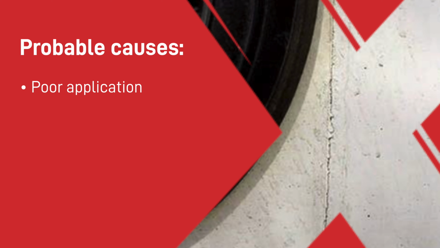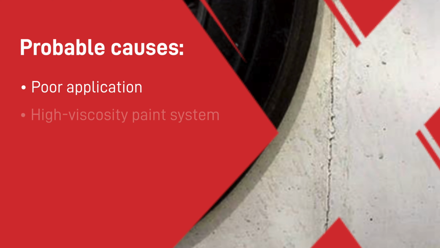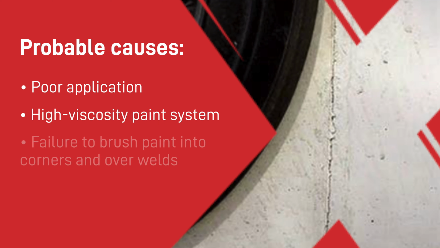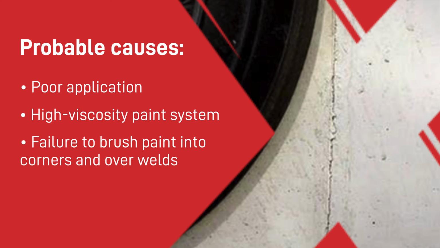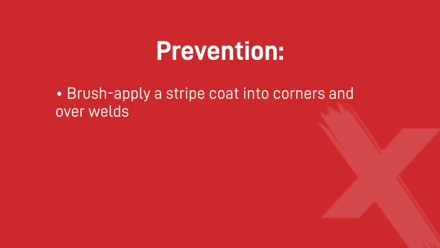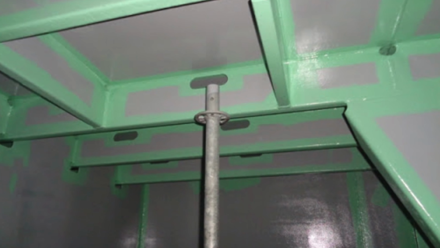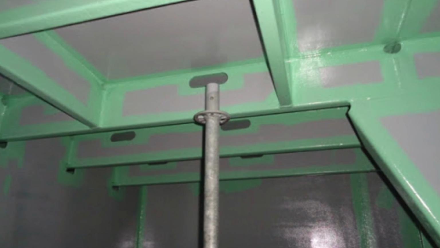Bridging is mainly a human error coating failure caused by poor application to the surface, a high viscosity paint system, and failure to brush paint into the corners or over welds. Bridging can be prevented by brush applying a stripe coat into corners and welds and filling all cracks, or welding them prior to application of the full coating system. It is extra work, but it may prevent costly paint repairs in the future.